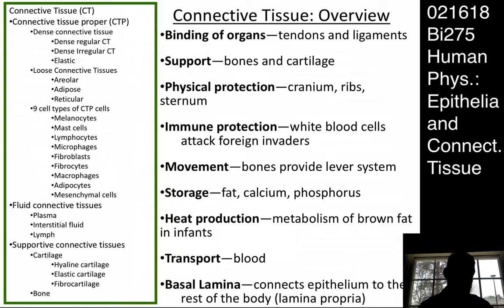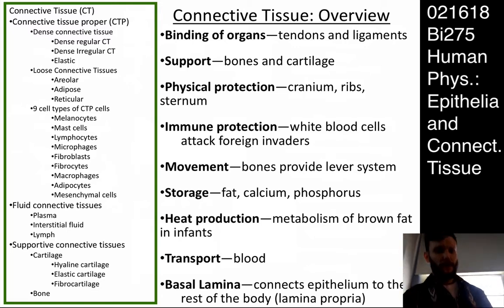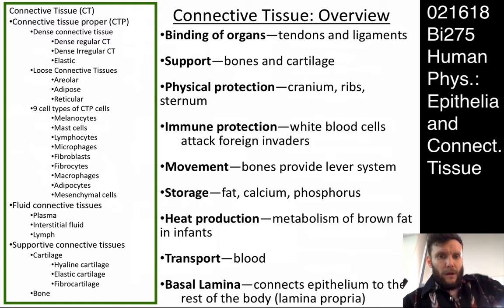Okay, so that's all I'm going to say about epithelium. And I'm going to move on to connective tissue. So I have trimmed the connective tissue unit pretty significantly. I'm going to talk about some of this stuff here, most of this in fact, but only as it's necessary to support what I want to talk about in other units.